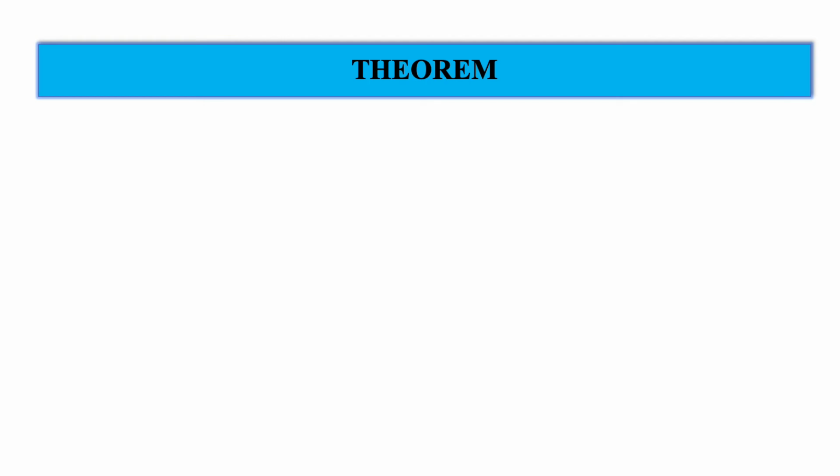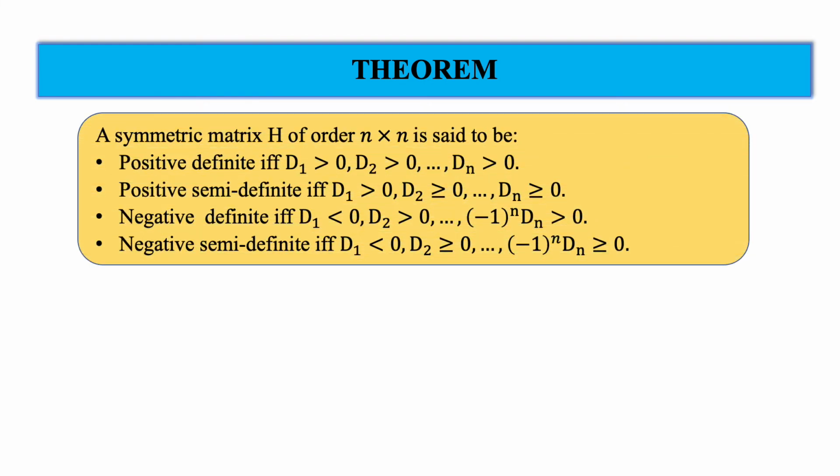Now, having found the leading principal minors, how can we check whether a matrix is positive definite, semi-definite or negative definite? Let us see the result. For a symmetric matrix H of order n by n, H is positive definite if and only if all the leading principal minors of the matrix are strictly greater than 0. It is positive semi-definite if and only if the first principal minor D1 is strictly greater than 0 and all the other principal minors are greater than or equal to 0.